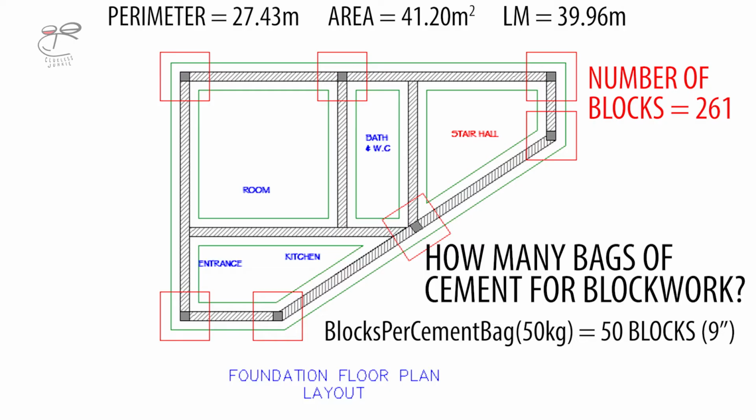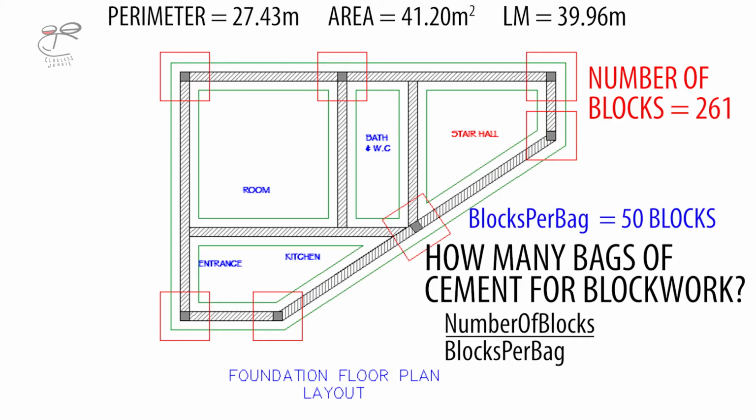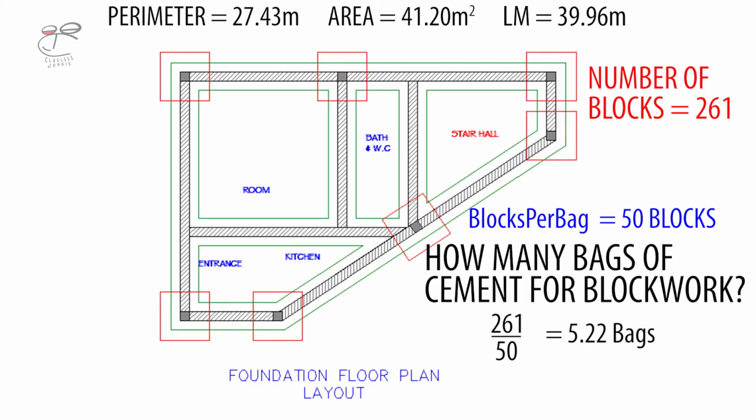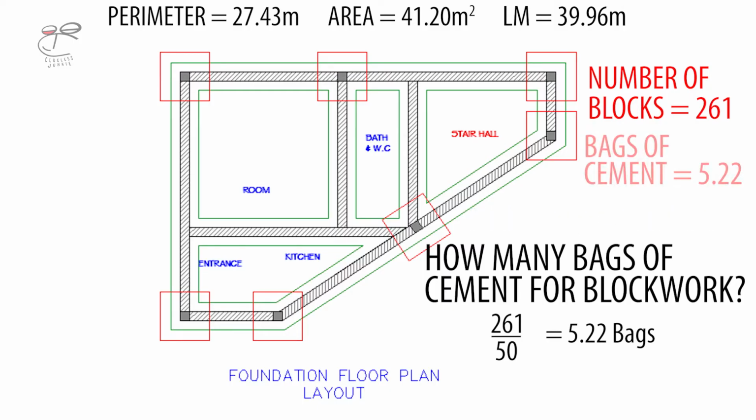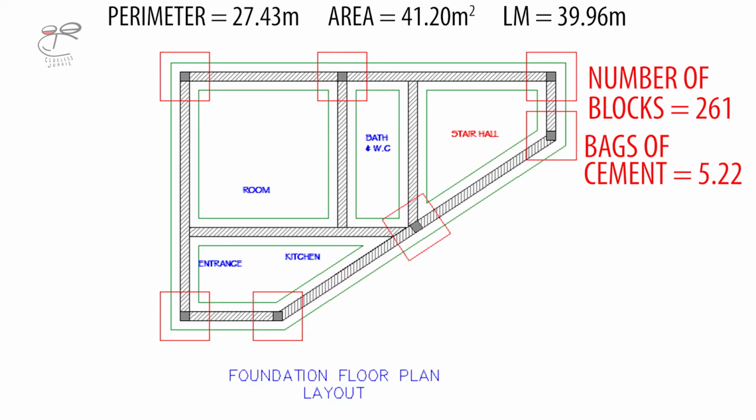So we're going to use that information and divide the total number of blocks we calculated earlier, which was 261, by the number of blocks for a single bag, which is 50 for that size of block. We have 261 by 50, and that gives us a little over 5 bags. So we'll be using 5 bags of cement to do the block work, masonry work for this foundation.